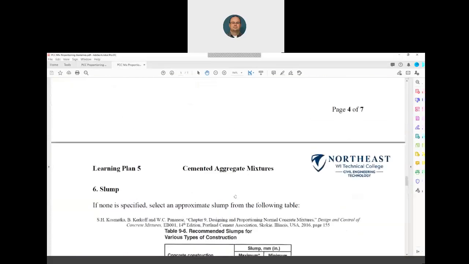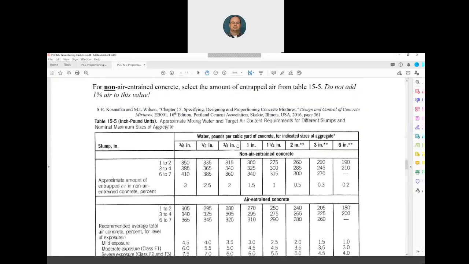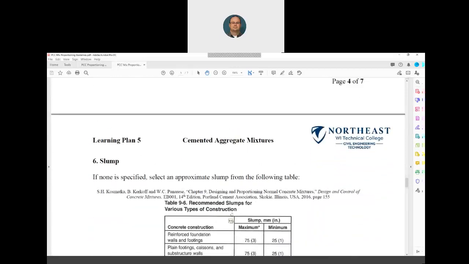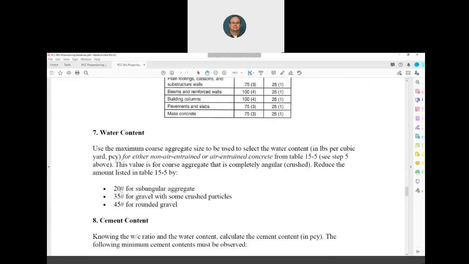I go back up. I have 3/4 inch aggregate. I'm air entrained. I have a 3 inch slump. I need 305 pounds of water per cubic yard of concrete. Okay. All right. However, do I need to subtract anything because of my aggregate type? What kind of aggregate type did I say I had?